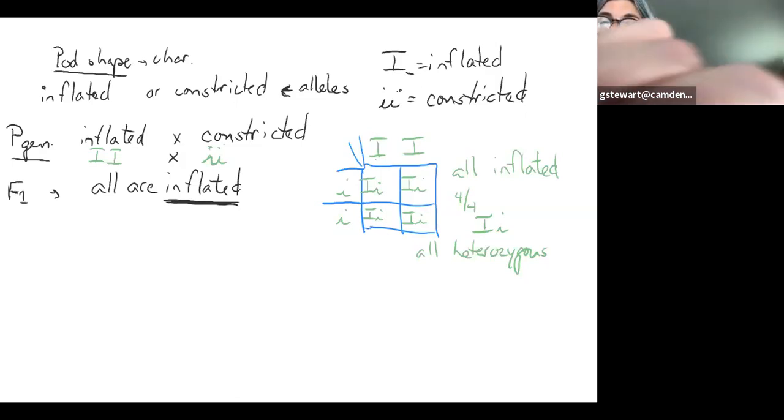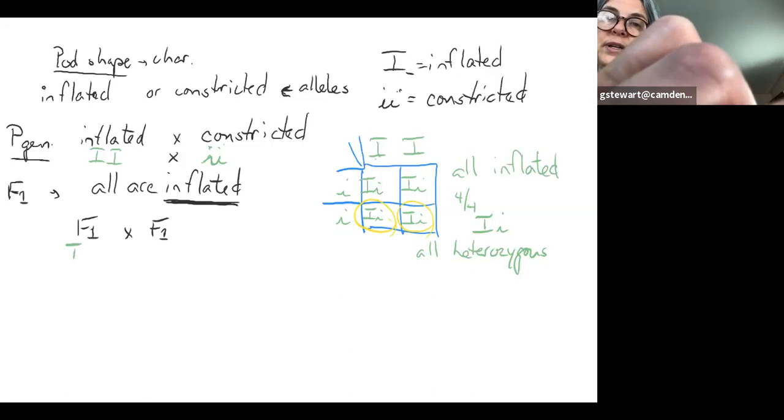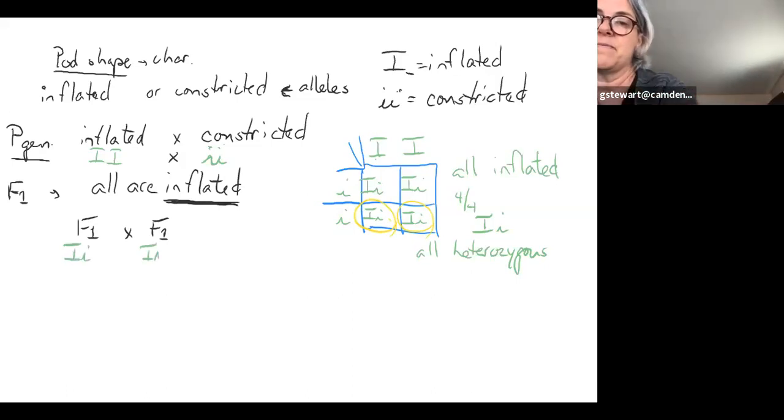To get to the F2, remember we would let the F1 self-fertilize. So I would do this, F1 crossed with F1. Then usually right underneath it, I write the genotypes for the cross, so I would put heterozygous like that. And then I can make my Punnett square for my F2 generation. So I could do this.